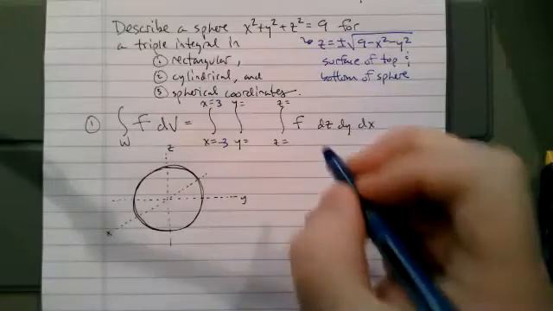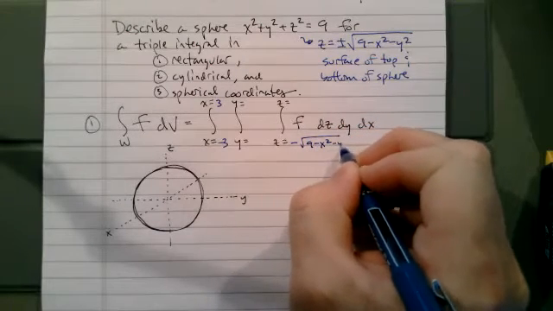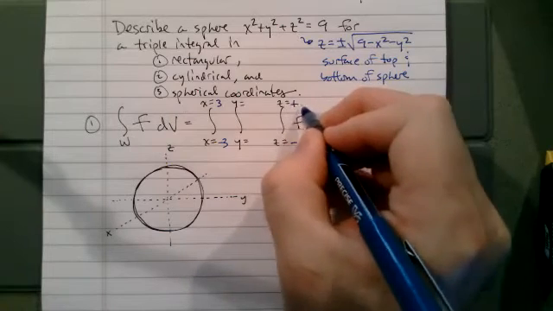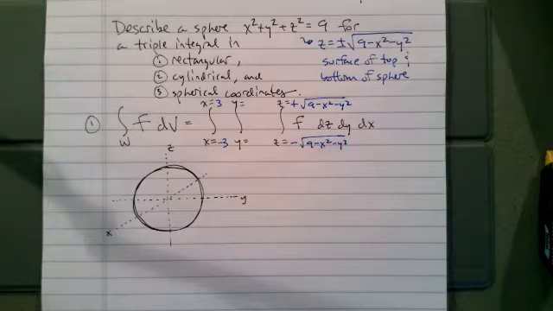So we can integrate the z's from minus the square root of 9 minus x squared minus y squared to plus the square root of 9 minus x squared minus y squared.